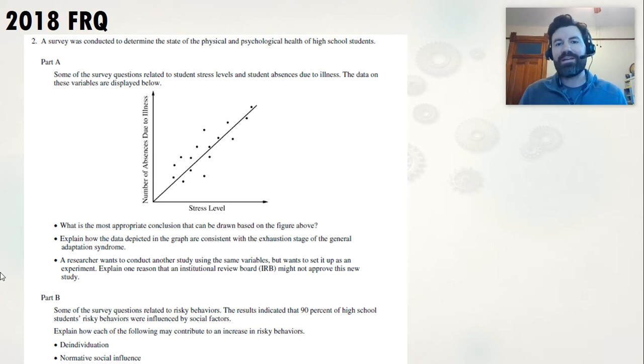You could not ethically set up an experiment where you are intentionally causing students to be incredibly stressed, or you can't set up an experiment where you are causing students to get sick, right, and miss school. It's unethical. I'm going to skip part B. Part B are application type questions to a research study. And so you can look at it there.